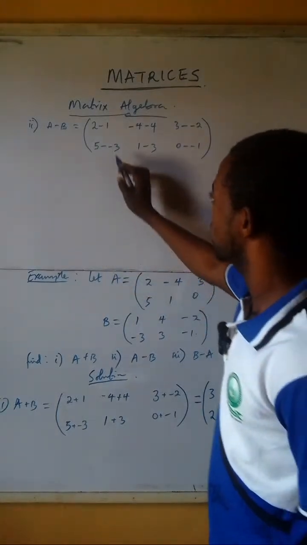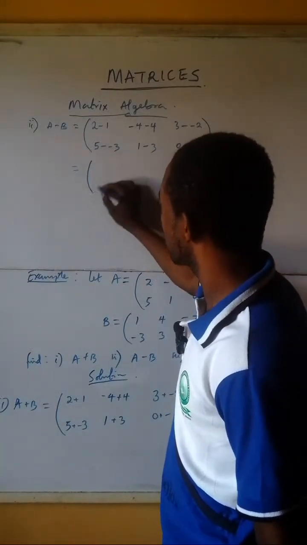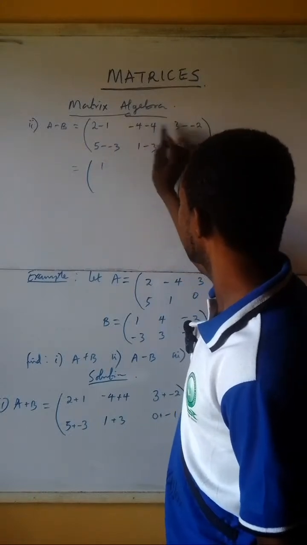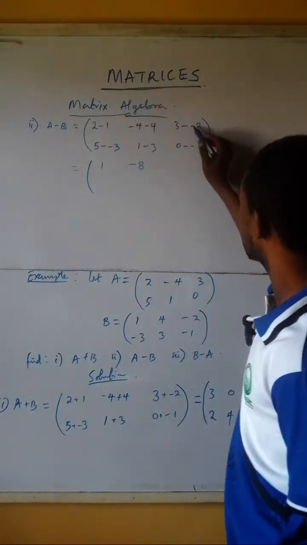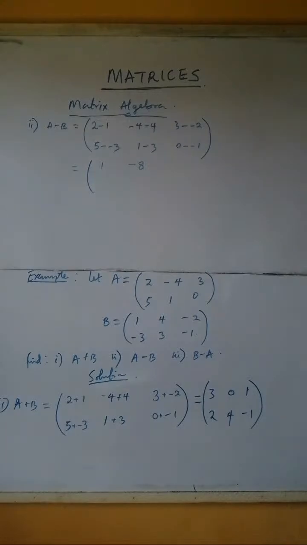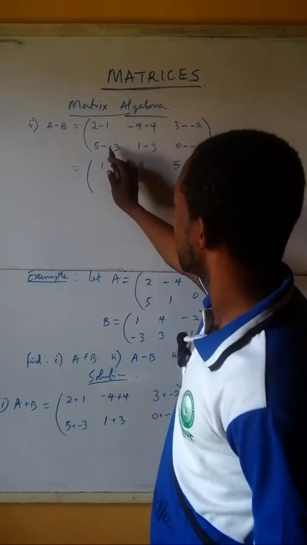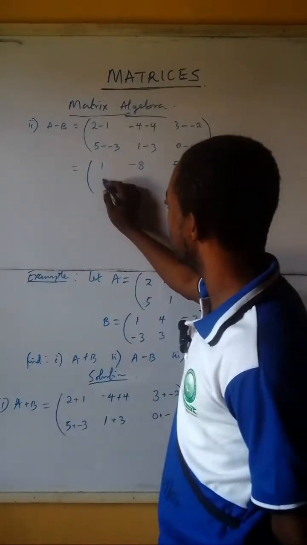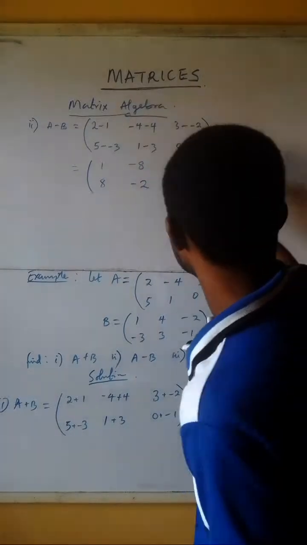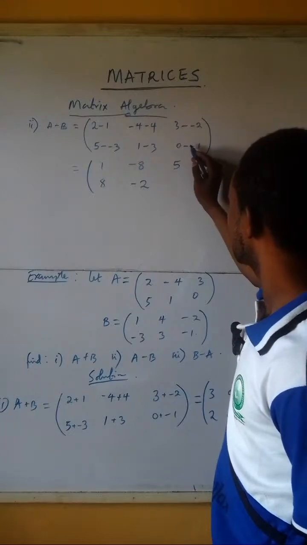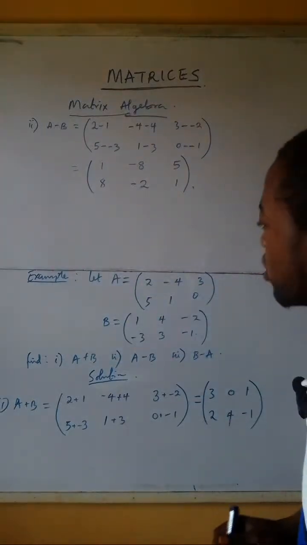When we simplify now, 2 minus 1 is 1. Then minus 4 minus 4 is minus 8. Then 3 minus minus 2: minus times minus turns to plus, so that's 3 plus 2, which is 5. Then 5 minus minus 3 is 5 plus 3, which is 8. Then 1 minus 3 is minus 2. Then 0 minus minus 1 is 0 plus 1, which is 1. So here we have A minus B.